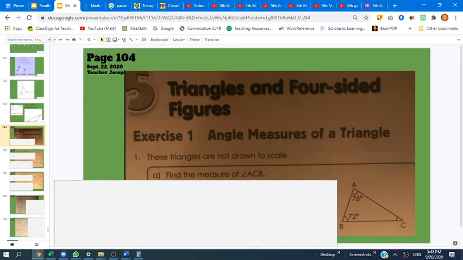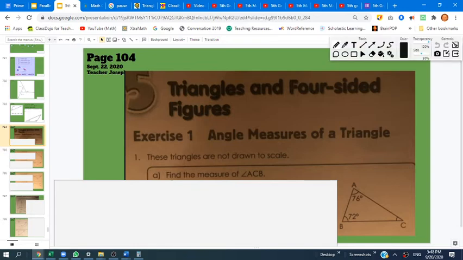These problems are on page 104. So I'll give you just a couple seconds to go to page 104. We're going to do just a few of those problems together. All right, so on page 104, the directions say, these triangles are not drawn to scale. So you cannot use your protractor to measure them. Please do not use your protractor. So how do we find the angle measurement of ACB?